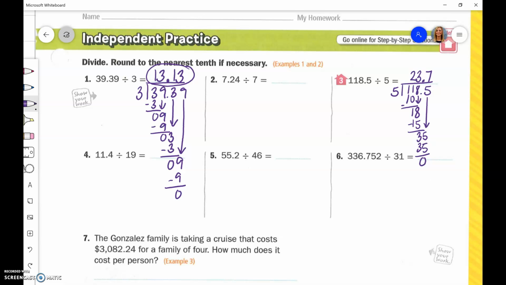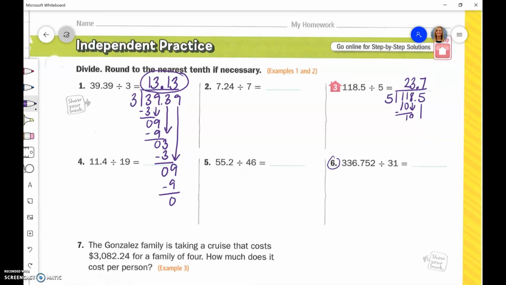Okay, let's do this one. Let's do this one down here. It looks long, guys. It's not long. It's not scary. I'm going to go ahead and erase this a little bit so I've got some room. Okay, so we're going to do 336 and 752 thousandths divided by 31. Since I'm dividing by a whole number, I just need to move that decimal point up. That's it. Okay, now I can do the problem.